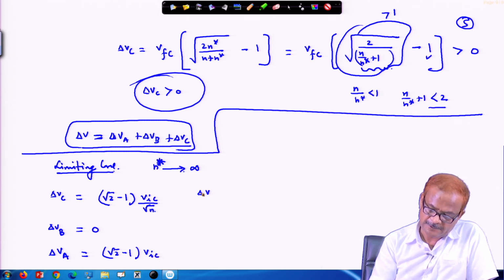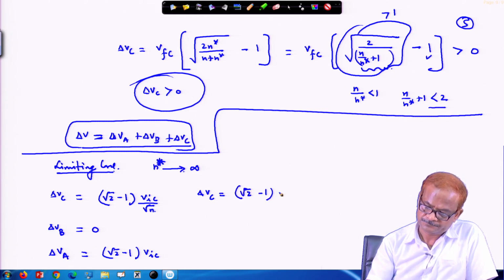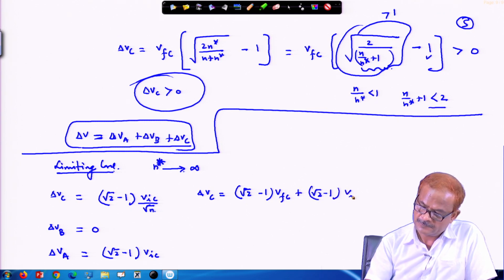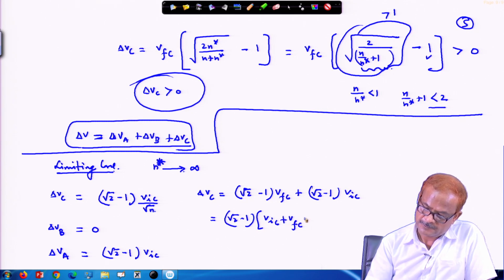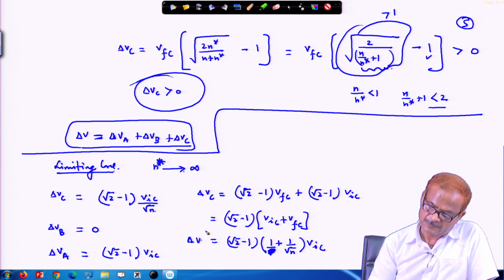Therefore, total impulse required, delta V equal to root 2 minus 1 times V F C plus root 2 minus 1 times V I C. Or either both of them writing in the same V I C, then in that case this will appear as 1 plus 1 by root n times V I C, delta V total.